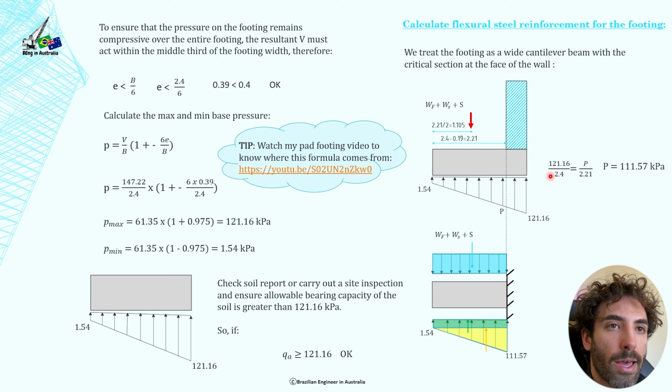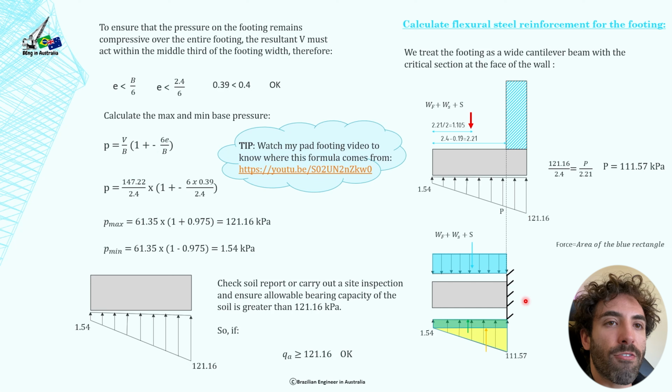121.16 divided by 2.4 must be equal to P divided by 2.21. And then we're going to find that P is equal to 111.57 kPa. In reality, this is a trapezium, so you would have to subtract this 1.54 from this number here. But since it's a very small number, we can just assume that this is a triangle and do similar triangles.